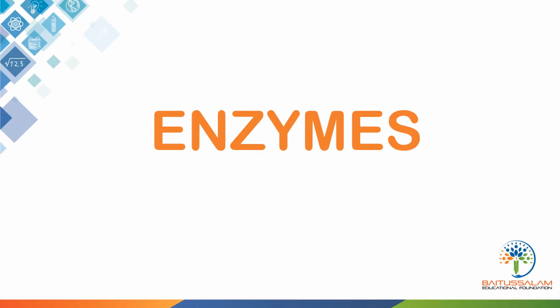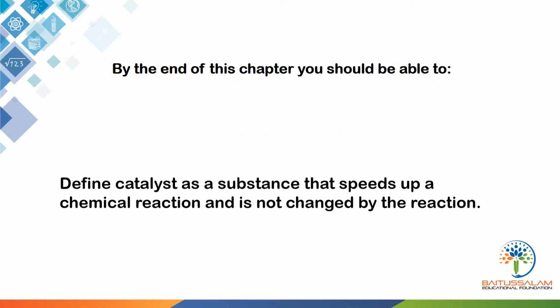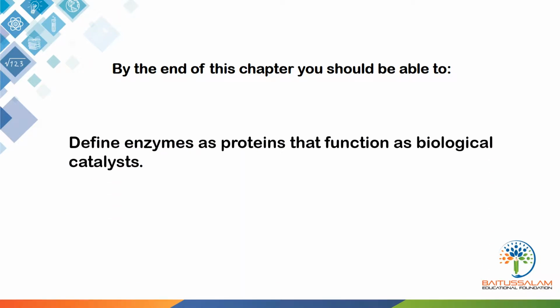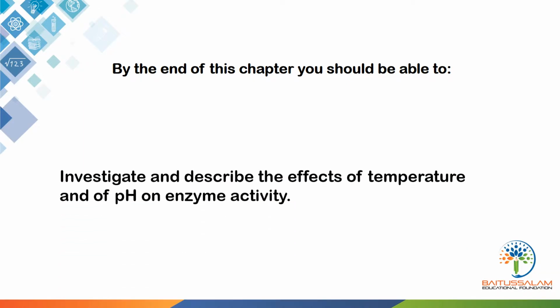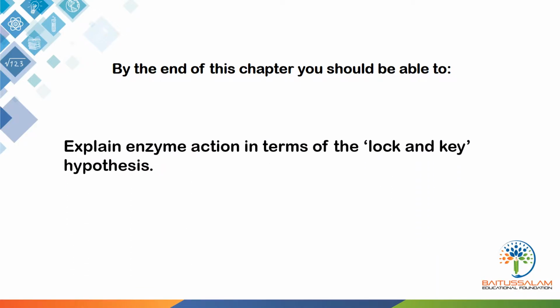Enzymes. By the end of this chapter you should be able to define catalyst as a substance that speeds up a chemical reaction and is not changed by the reaction. Define enzymes as proteins that function as biological catalysts. Investigate and describe the effects of temperature and of pH on enzyme activity. Explain enzyme action in terms of the lock and key hypothesis.